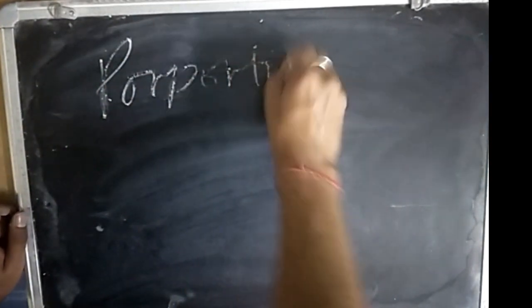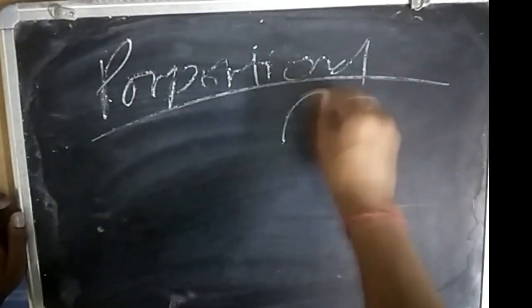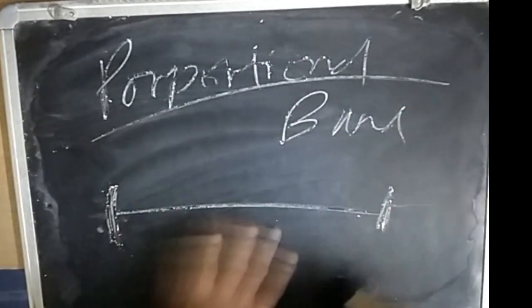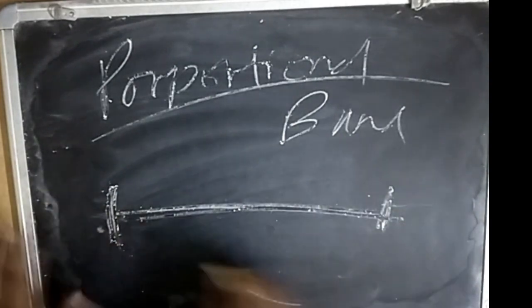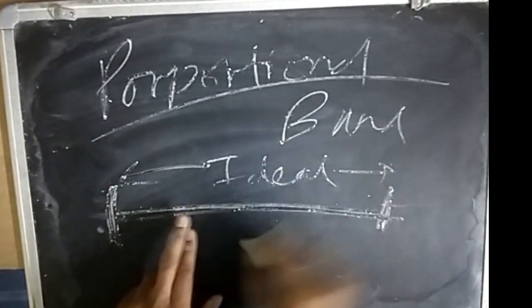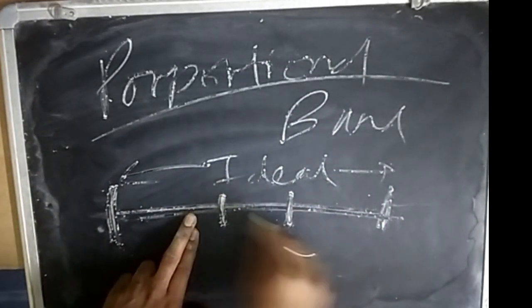So now, one more important thing is proportional band. Proportional band. Let's say this is my band of measurement. Okay, so this is my band of measurement, and ideally it is more. This is my ideal. Now I take, but I just need only a particular part to measure.